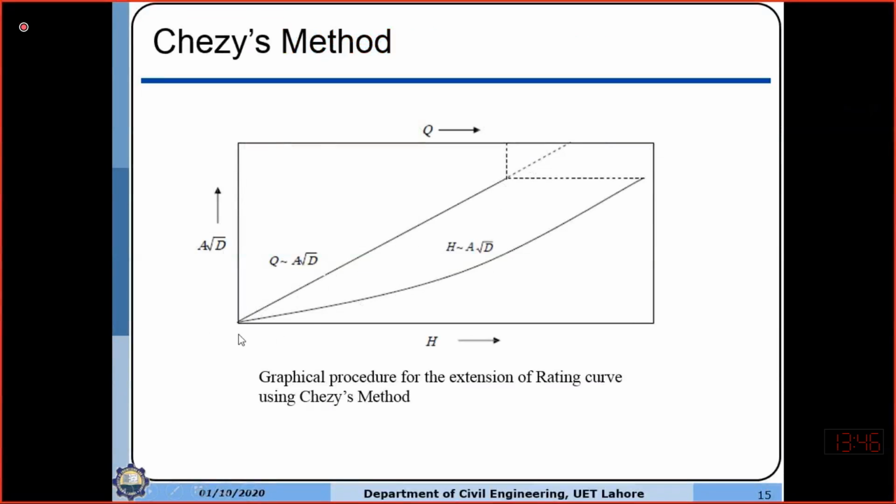You have to plot another graph between H and A under root D. You also have the stage and you also have this A under root D value. You can plot a graph between them. It will be sort of a curved line. Then you are given that at stage of 4.4 meter, you should go to this A under root D graph by plotting a vertical line. Then plotting a horizontal line, you should touch the A under root D graph, that is a straight line, you can extend it. And then from there you can find out the Q value.